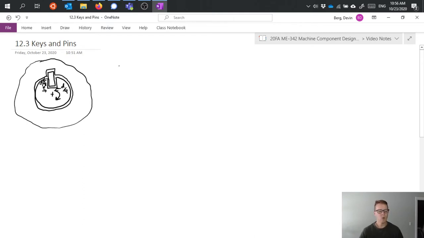Now, one of the things we may want to know then is how to appropriately design our key to be able to carry the torques that we are expecting it to have to carry. So there's a few things to think about. One, we have the shaft itself and its limiting torque. So what sort of torque it's designed to carry.